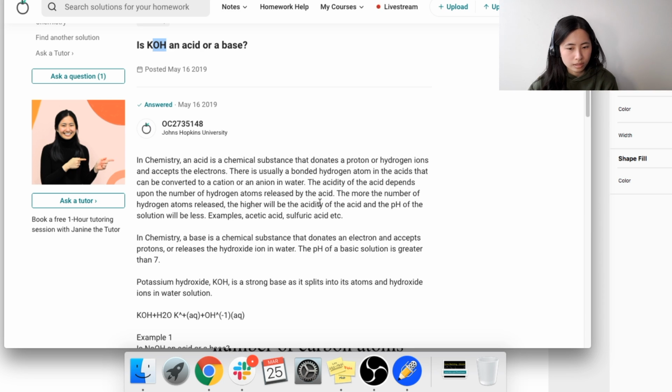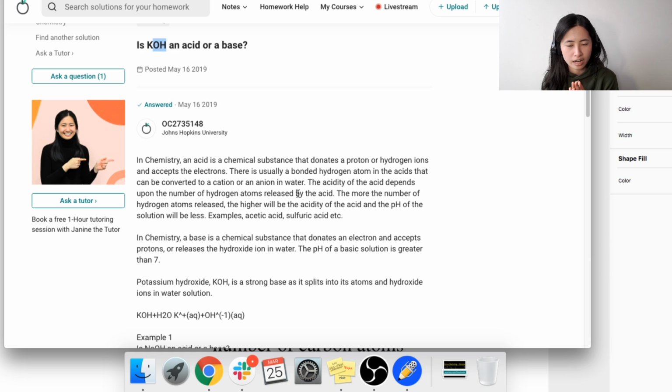Okay, so let's just quickly go over this. The acidity of the acid depends upon the number of hydrogen atoms released by the acid. The more hydrogen atoms released, the higher the acidity of the acid, and the pH of the solution will be less. For example, acetic acid, sulfuric acid, etc. I wanted to word this a little bit differently. I think it's just easier for you to remember at this point.